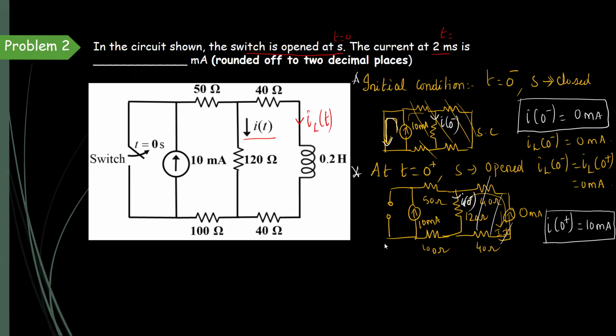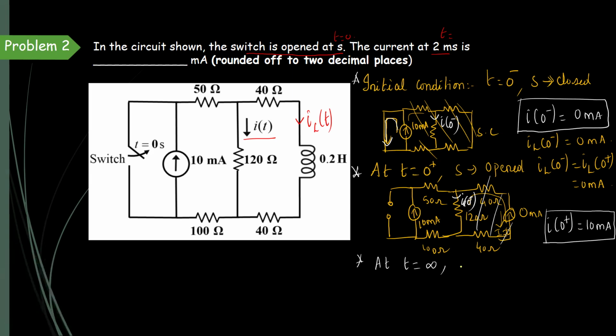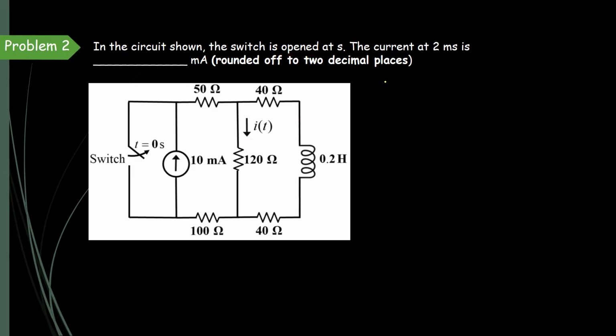And then at t equal to infinity. This is the final condition. At the final condition, the switch is opened only, but it is the steady state condition. At the steady state condition, L should be short circuited. So the circuit will be like this, with the switch in the open condition.